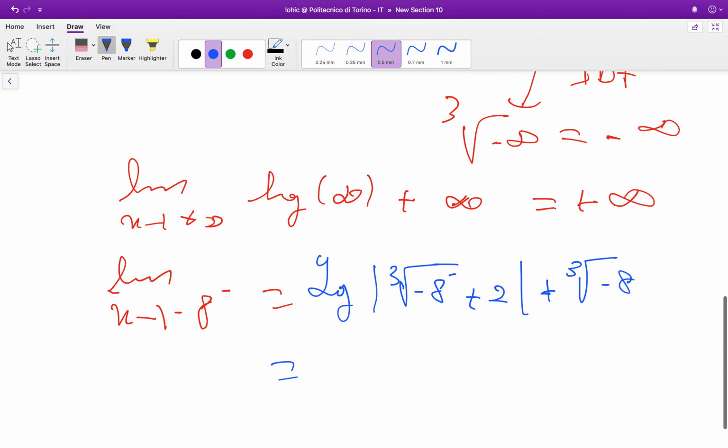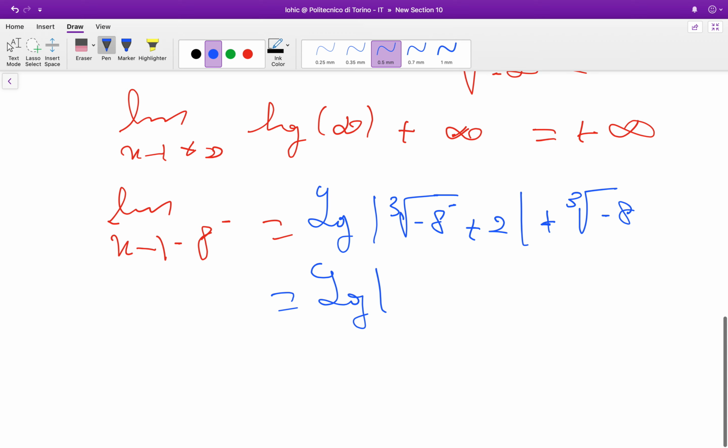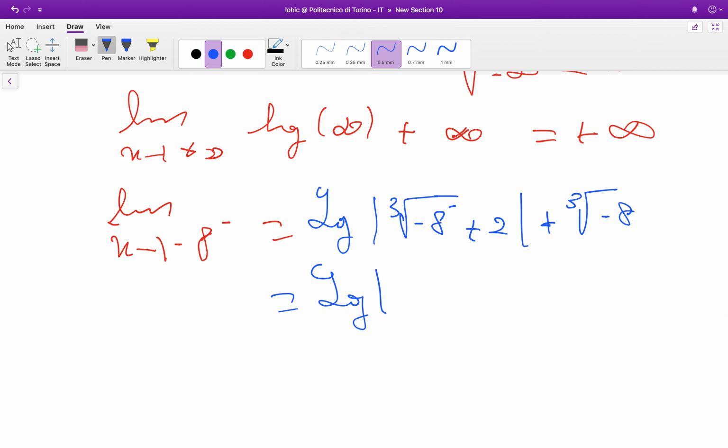Now what comes out, it gives you the logarithm of the cubic root of 8 is 2. The cubic root of minus 8 is minus 2. But you are doing the cubic root of something of minus 8 minus, so you are still to reach minus 8. So this will give you 2 minus. Yes or not? If there is any doubt, please write me in the comments. And plus 2, so this is minus 2 minus plus 2.